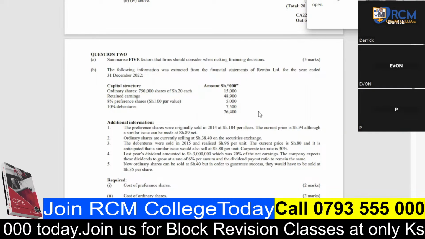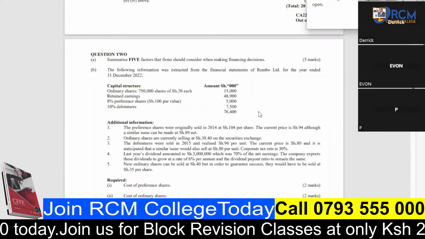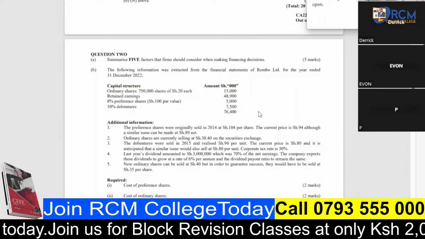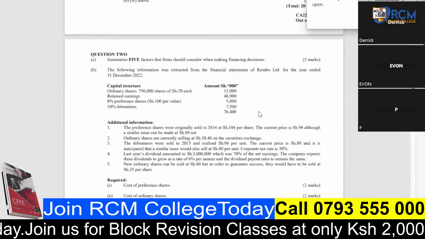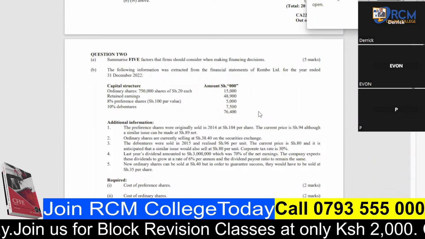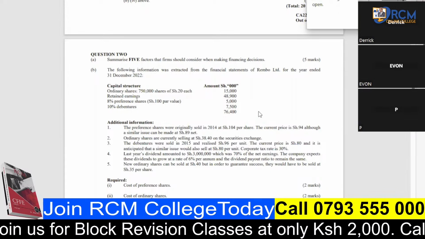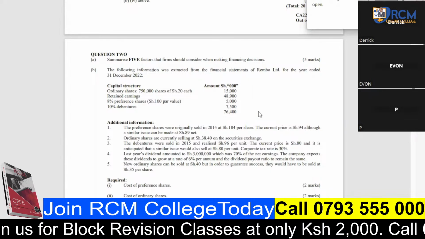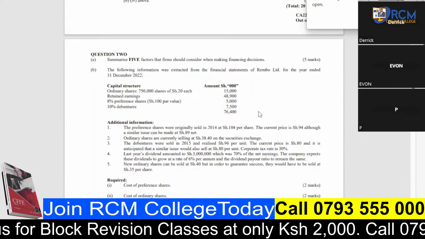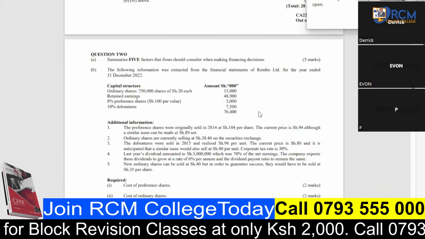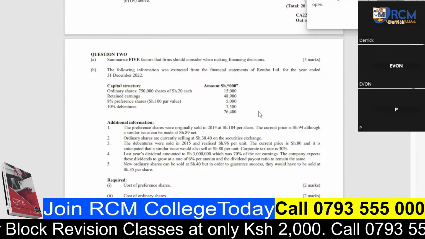Additional information: the preference shares were originally sold in 2014 at 104 per share. The current price is 94, although a similar issue can be made at 89 net. Number 2, ordinary shares are currently selling at 38.40 on the security exchange. Number 3, the debenture was sold in 2015 and realized 96 per unit. The current price is 80. It is anticipated that a similar issue would also sell at 80 per unit. Corporate tax 30%.